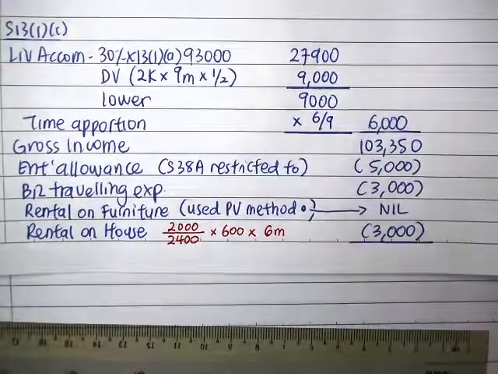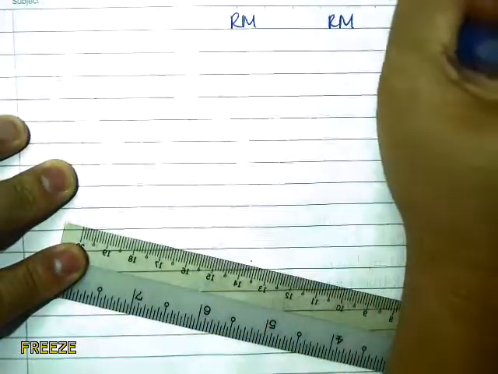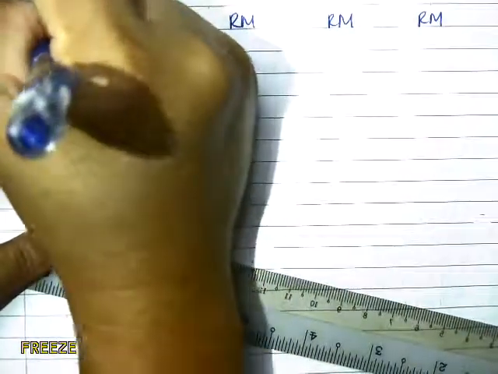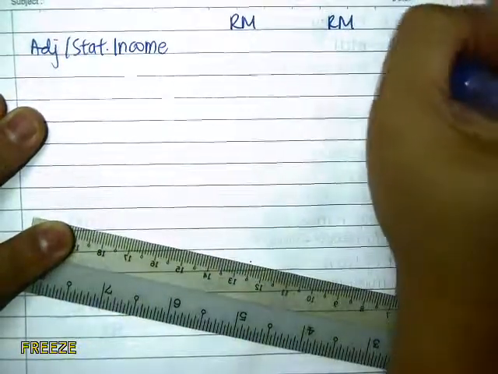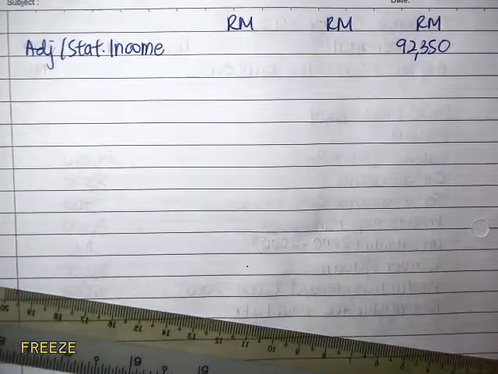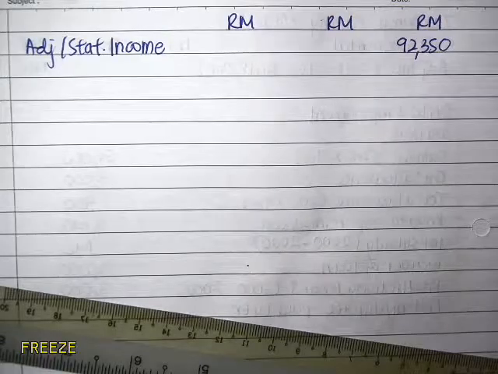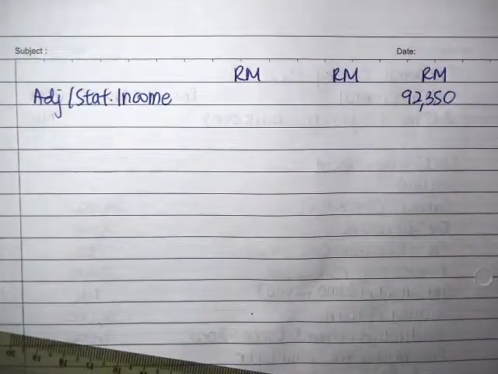Okay, if I got no space already, I'm going to the back. Okay, so my adjusted statutory income is 92,350. All right. Okay, so B also done already. What's next?